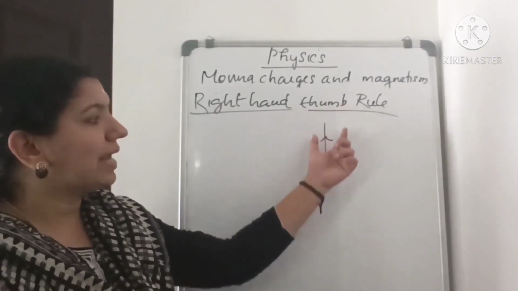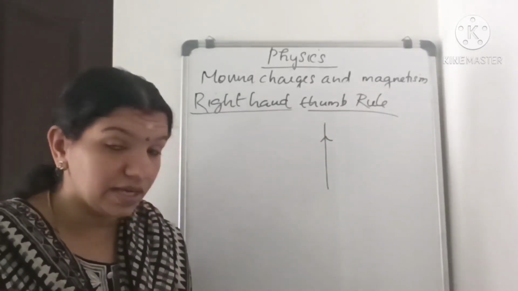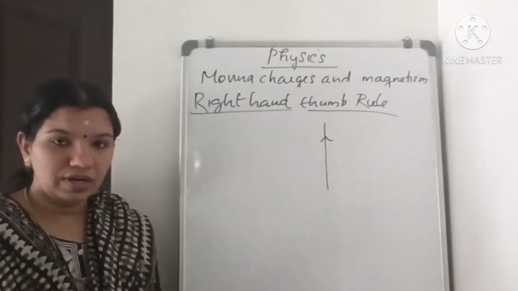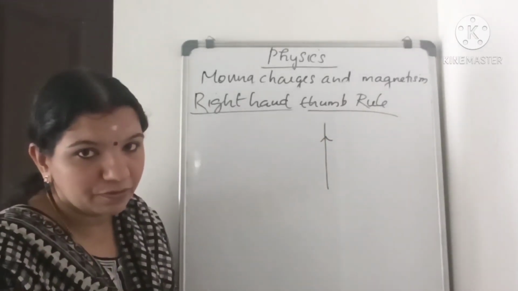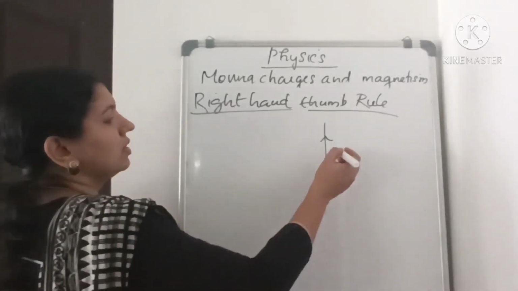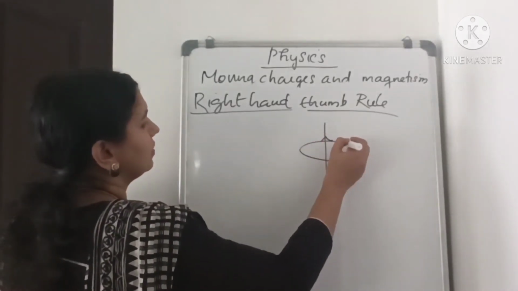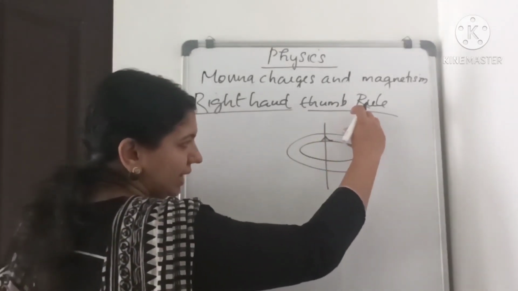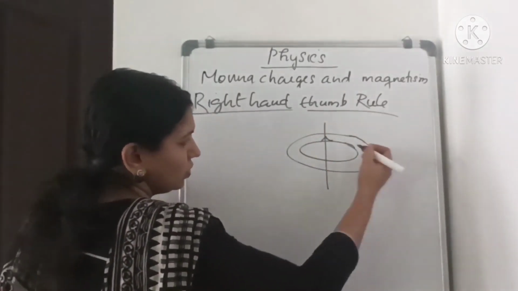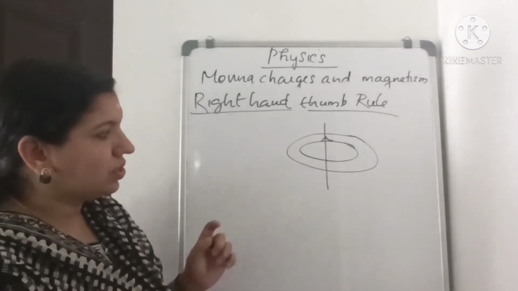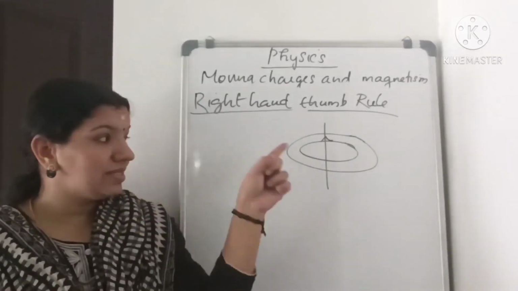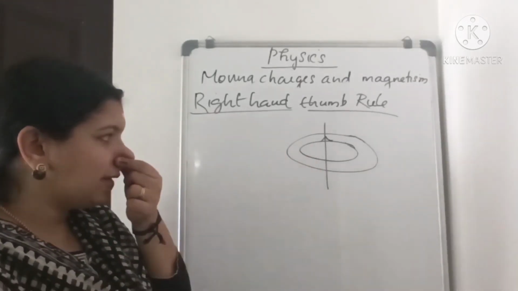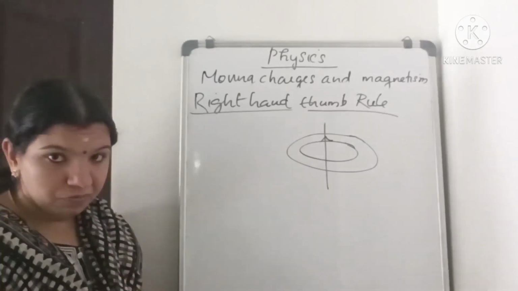Understood? So for a straight conductor, if you closely observe, or by activities you have seen, what is the shape of the magnetic field? It is concentric circles. For identifying the direction of magnetic field, we have studied magnetic field lines. The magnetic field lines are actually in circular shape, concentric circles. Understood? So these concentric circles will give you the direction of magnetic field.